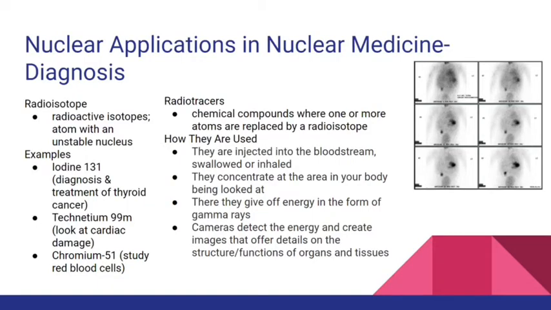Examples of radioisotopes are iodine-131, technetium-99m, and chromium-51. How they are used. They are injected into the bloodstream, swallowed, or inhaled. They concentrate at the area of your body being looked at. There, they give off energy in the form of gamma rays. Cameras detect the energy and create images that offer details on the structure/functions of organs and tissues.